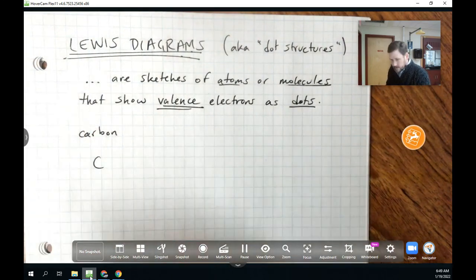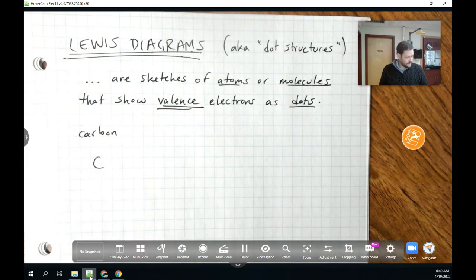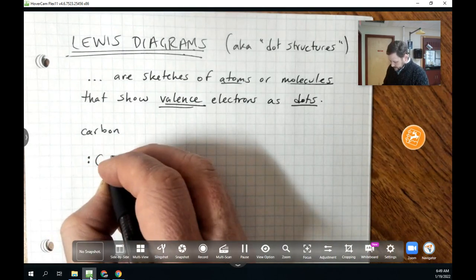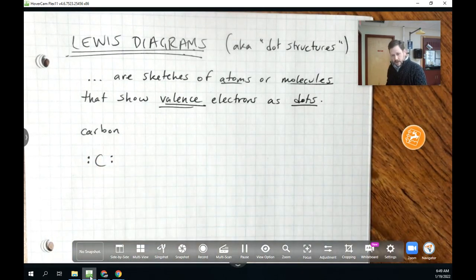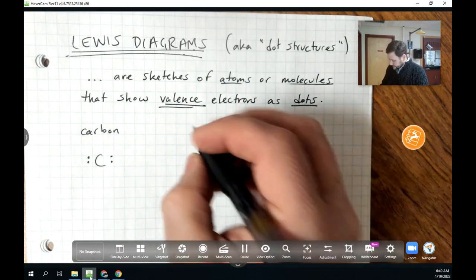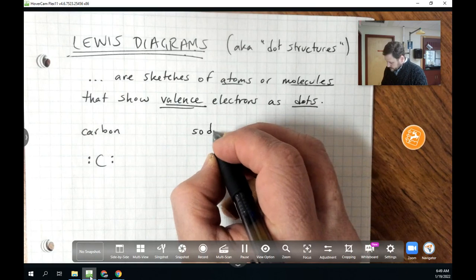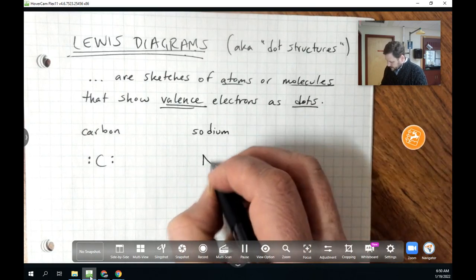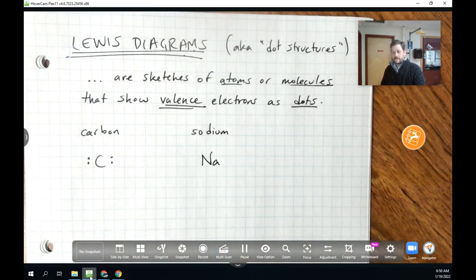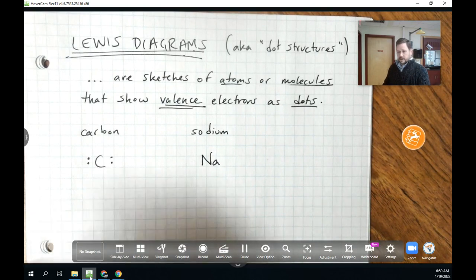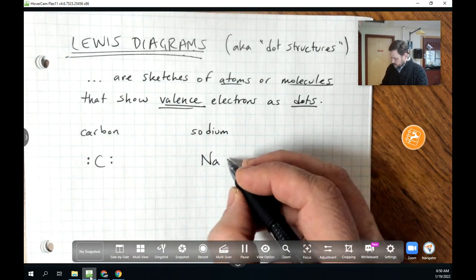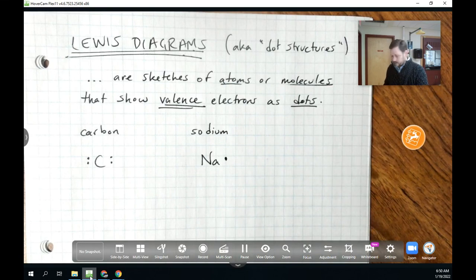Carbon. How many valence electrons does carbon have? It's in group 14, so it has 4 valence electrons, just like silicon does, so I would draw 4 dots. I'm going to draw them in pairs for reasons that we'll explain later. Here's another example. Sodium. How many valence electrons does sodium have? Well, it's an alkali metal in the first group. Just like all the other alkali metals, it has just 1 valence electron.